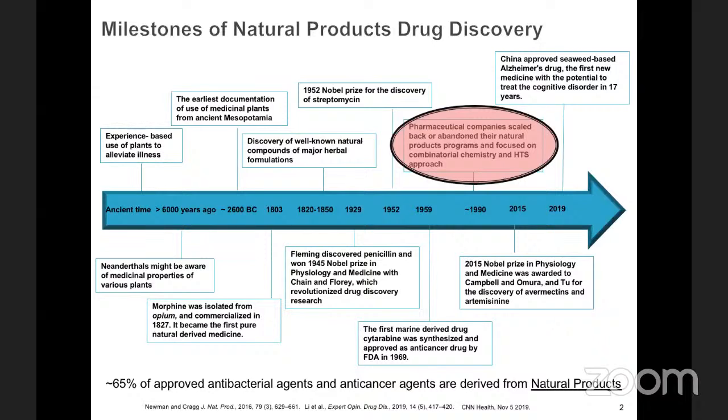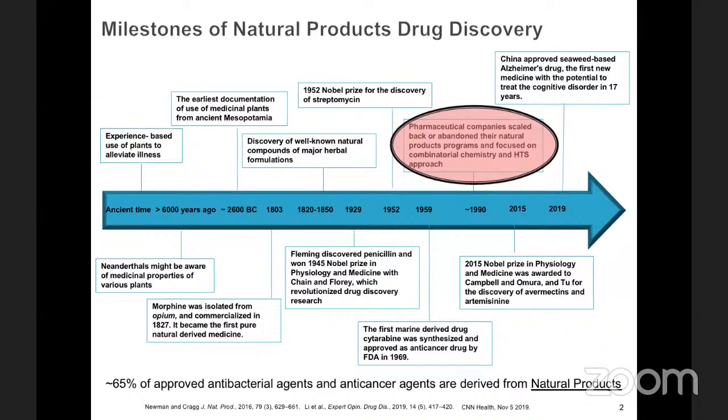And the Nobel Prize was given because the scientific arena also wants to emphasize the natural product area. And recently in 2019, China approved a seaweed-based Alzheimer's drug, the first new medicine with the potential to treat cognitive disease, mainly Alzheimer's. In 17 years, this was a completely different molecule introduced, and that is a very good indication now.